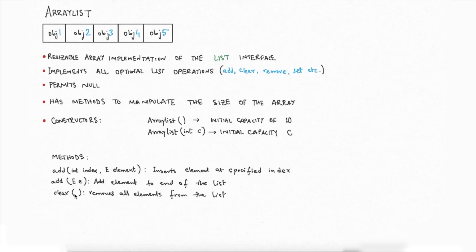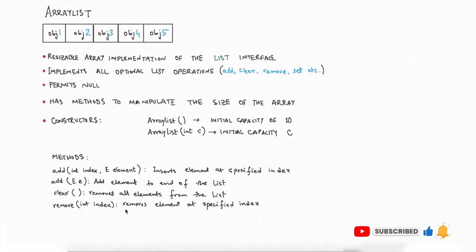We have a clear method, which removes all the elements from the list. We also have a remove method. And again, we have a few variations of the remove method. The first variation is when we specify the index. If we use this method with a specific index, then this method would remove the element at that specified index.